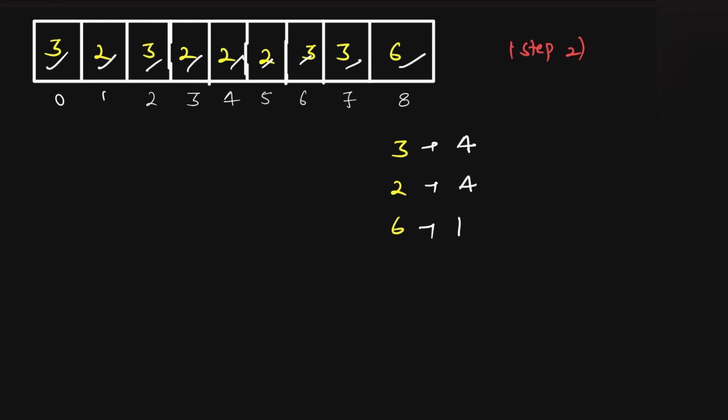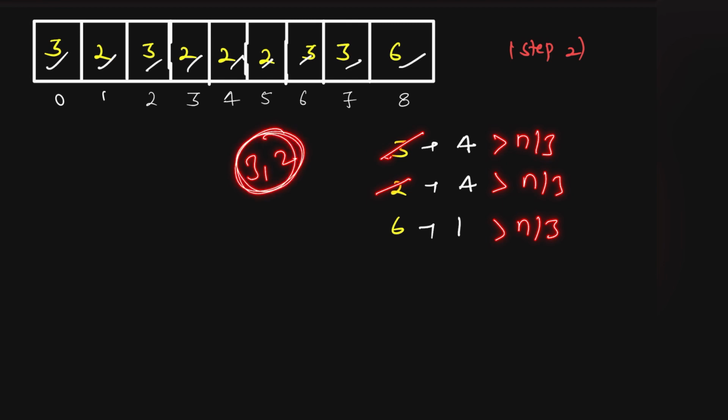Now again I will check how many elements are there whose occurrence is for sure greater than n by 3 times. So I got 3, I got 2. So my output will be 3 and 2. This is my answer because these are occurring more than n by 3 times.